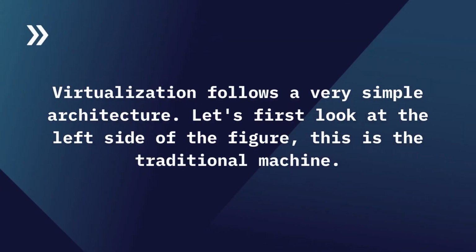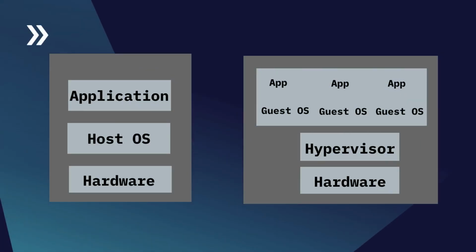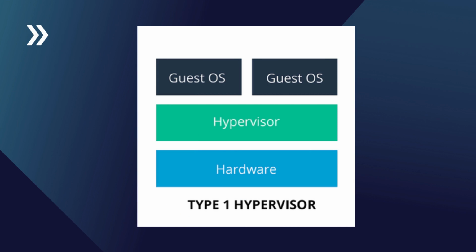Virtualization follows a simple architecture. Let's first look at the left side of the figure. This is the traditional machine. Here we have the hardware at the base layer and the host operating system, such as Linux, Windows, Mac, etc. Above, we have the application running directly on the host machine.